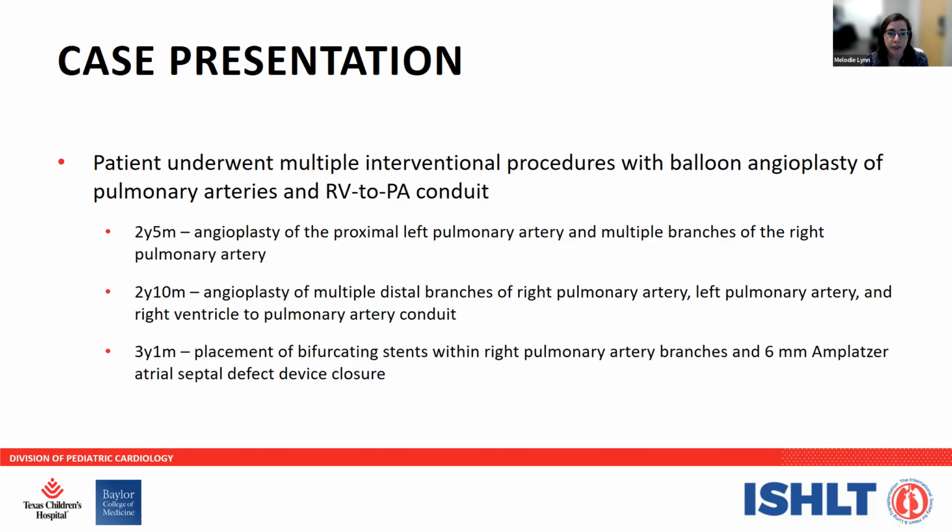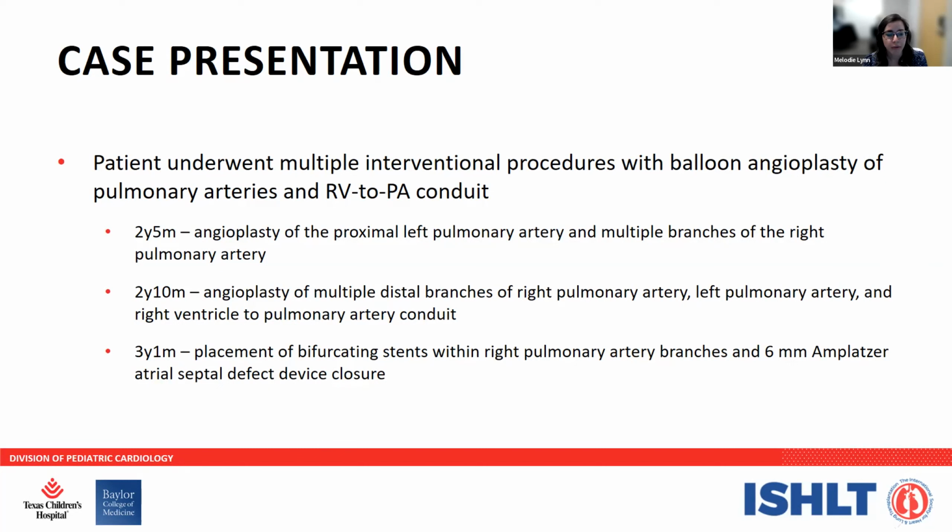She underwent multiple interventional procedures with balloon angioplasty of the pulmonary arteries and her RV to PA conduit. Her first procedure was at 2 years and 5 months. At that time, her RV pressures were three-quarters systemic, and she underwent angioplasty of her proximal left pulmonary artery and multiple branches of her right pulmonary artery. She had drastic improvement in her systemic saturation from 70% during the middle of the case on room air to high 90s after conclusion of all of her angioplasties.